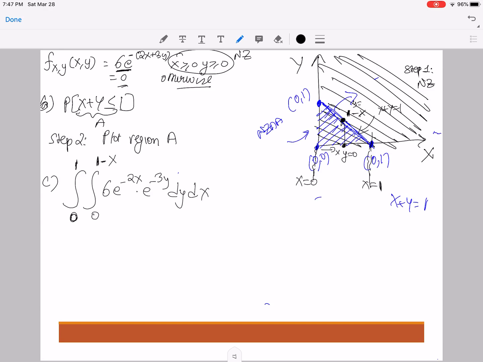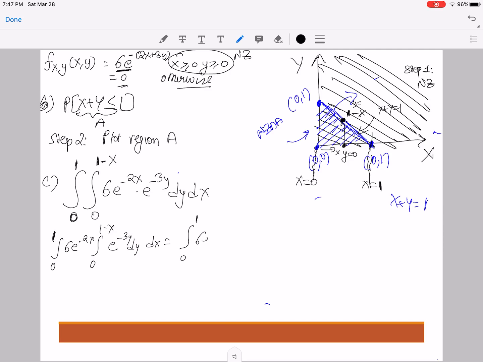Now remember guys, if you get until this step, you would have gotten 90% of your credits. The remaining 10% is to carefully evaluate the integrals. So let's evaluate the integral carefully. First I'm going to focus on the inner integral. 6 times e to the negative 2x is a constant with respect to y. So I'll focus on this integration first.